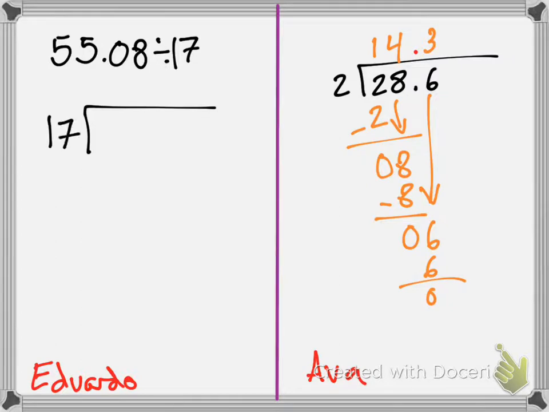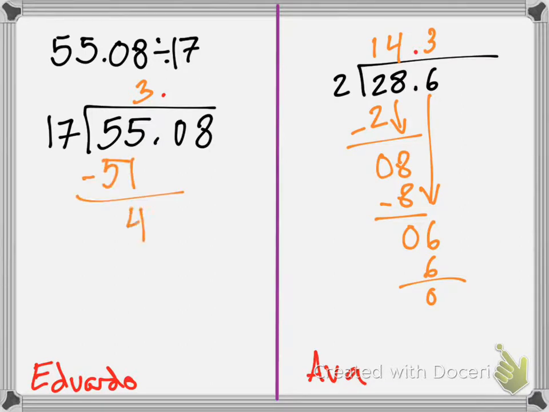7. Perfect. 17. So inside is 55.08 and 800ths. How many times does 17 go into 5? It doesn't, so we'll skip it. How many times does 17 go into 55? Do you have a guess? 3 times, yes. And do you know what it is? 51. Yes, 51. We get 4. I now bring down my 0. How many times does 17 go into 40? I found my mistake.